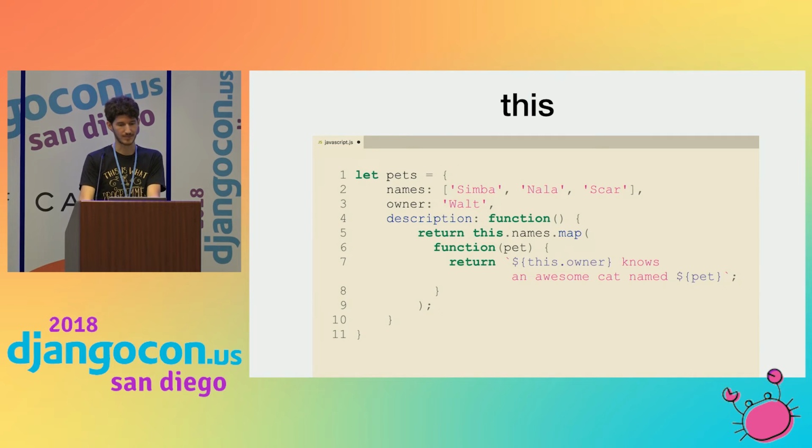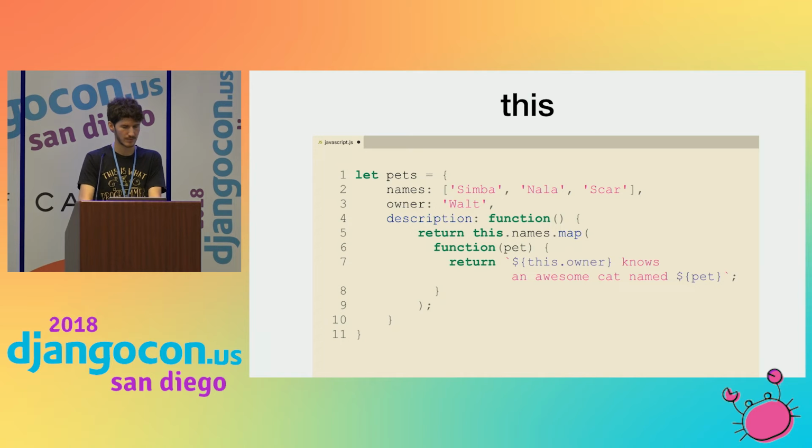So, okay, this is also one of the bigger points of confusion when it comes to JavaScript. In Python, we have self when working with classes and objects. Self will be passed to methods, and it's a reference to the instance of the object. In JavaScript, we have this, but it behaves a bit differently. Let's first look at this example. It's an object called pets. It has two attributes, names and owner, and then it has a method which will return a description of the object.